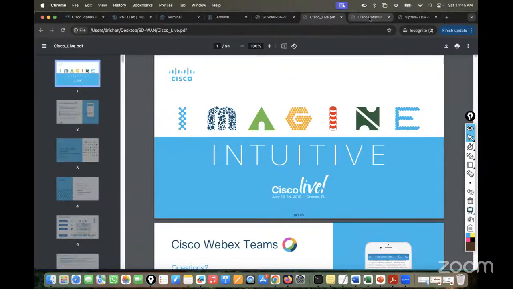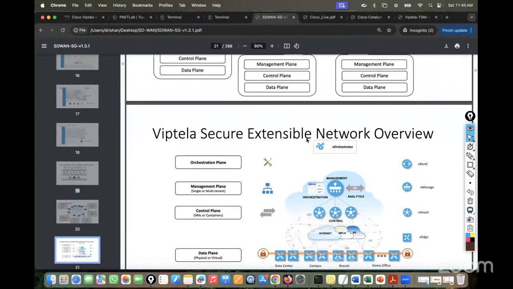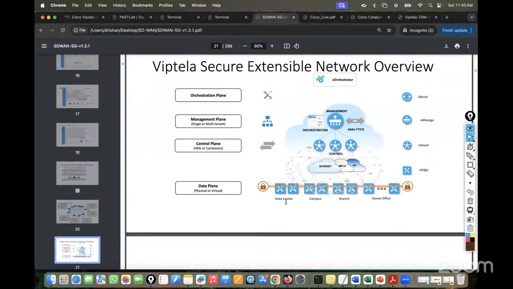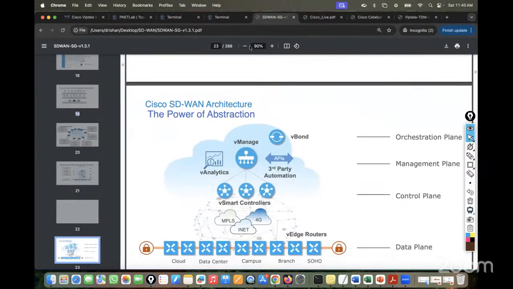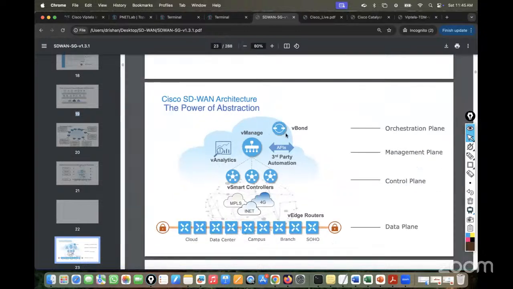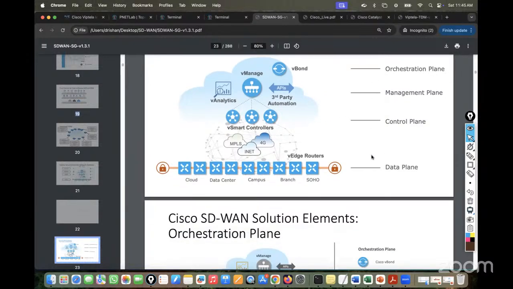Now let me go back to this particular PPT and go one by one. We'll discuss the data plane in very detail. Let's understand one by one. So you understand now: orchestration plane, which device is responsible; management plane, which device is responsible; control plane, which device is responsible; and data plane is the actual router. It could be the vEdge and CH router. It could be a physical router, it could be a virtual router. So we'll discuss later on how this is going to look. But let's do the deep dive.